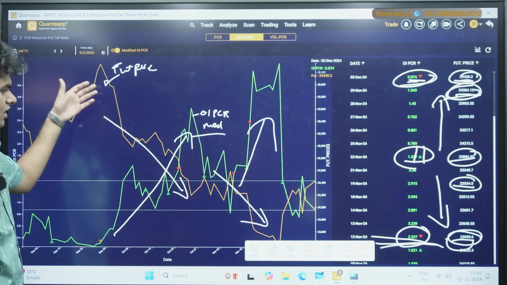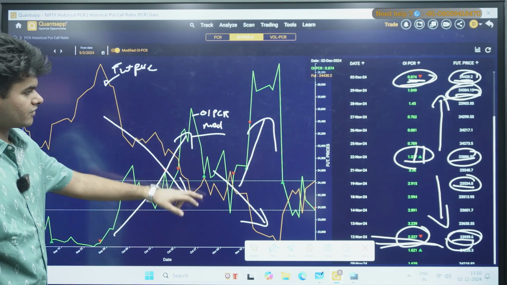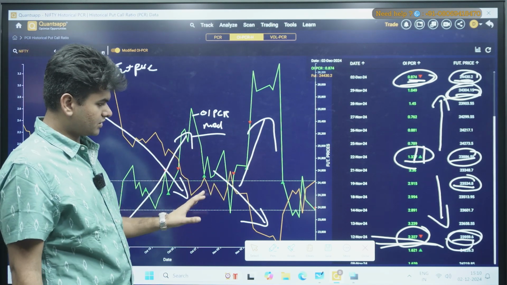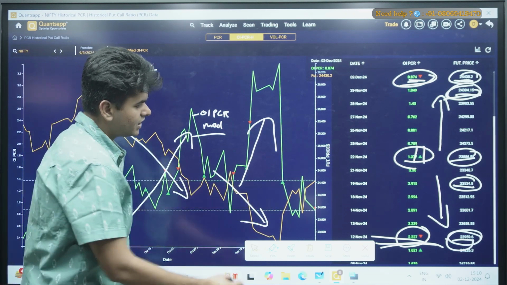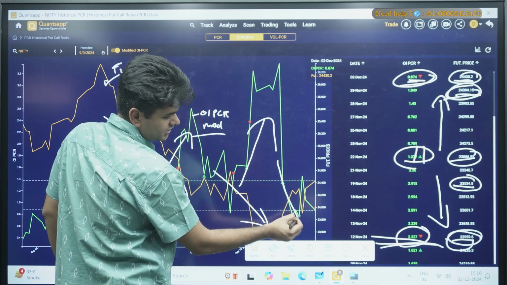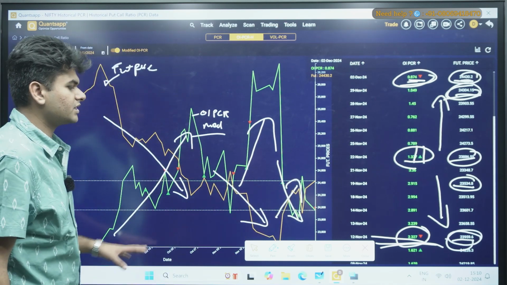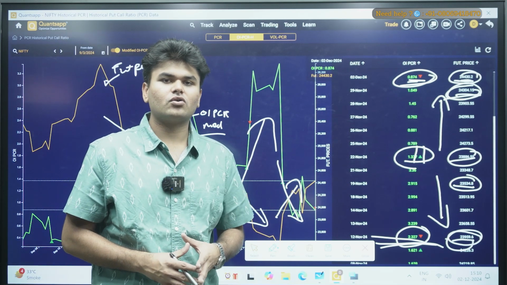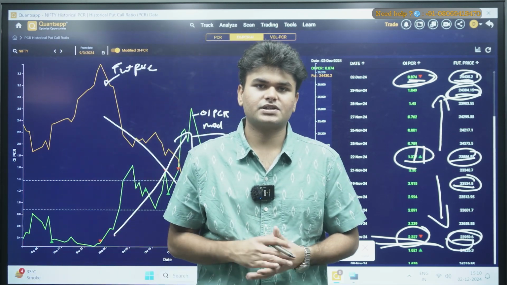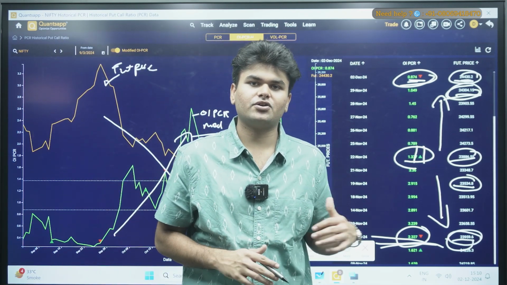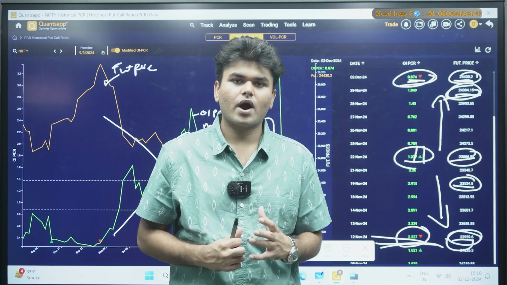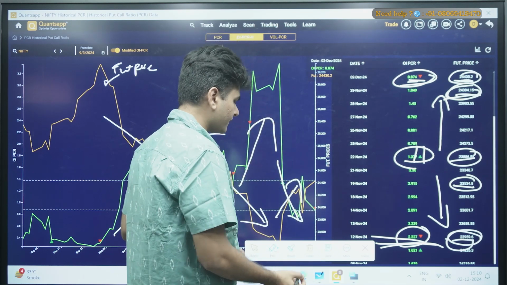Nifty was in a downward trend, but whenever we see a reversal, you can see the OI PCR is falling down and the price is increasing. This way you can identify which side we are seeing trend reversals, and you can trade on trend reversals using the OI PCR tool.